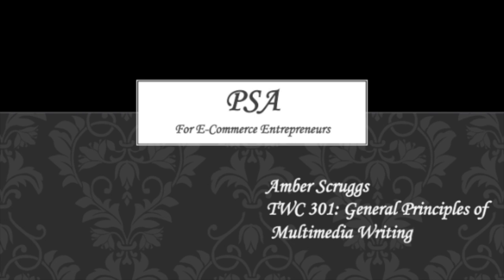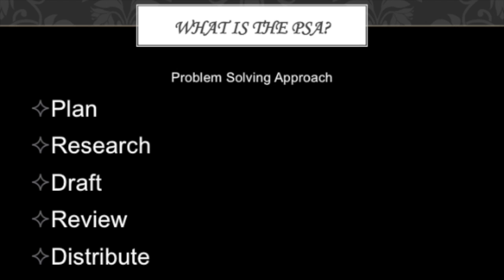I will be presenting the problem-solving approach for e-commerce entrepreneurs, where we will discuss its 5 phases and how it relates to marketing for an online boutique in the form of a professional website. What is the PSA? There are 5 main areas to the problem-solving approach: plan, research, draft, review, and distribute. Each of these combined will help you to achieve a well-executed and organized website.